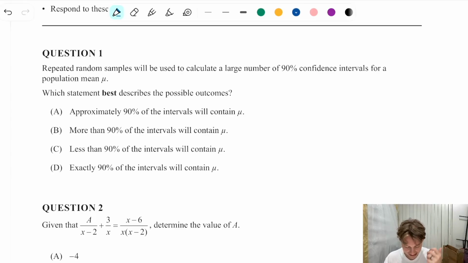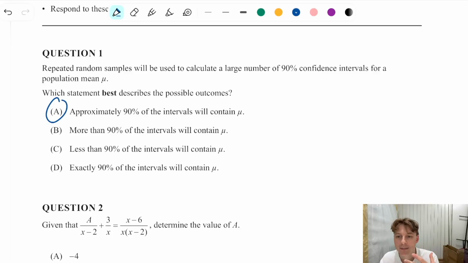Question 1 says, repeated random samples will be used to calculate a large number of 90% confidence intervals for a population mean mu. I think it's actually pronounced mu, but whatever. Which statement best describes the possible outcomes? A. Approximately 90% of the confidence intervals will contain the population mean. Yes, that is exactly what that means. But we'll just check the other three. But right now, A is essentially the exact definition.